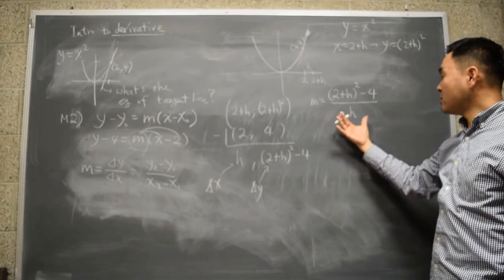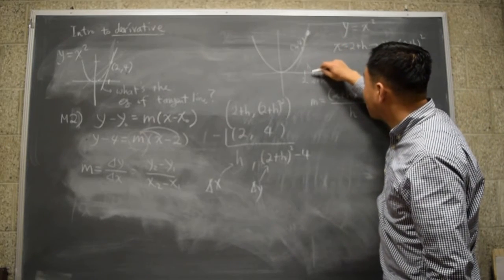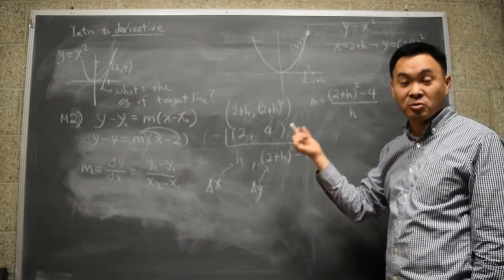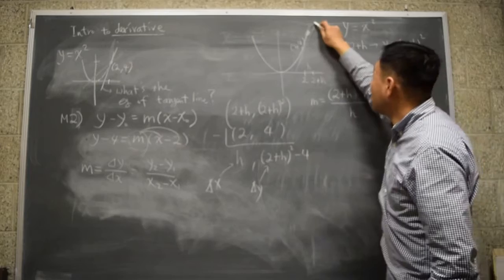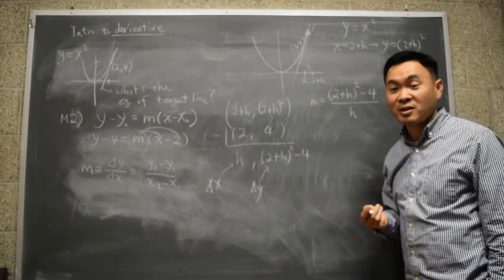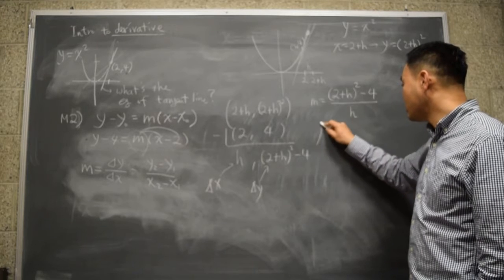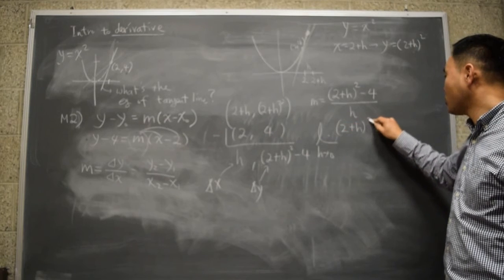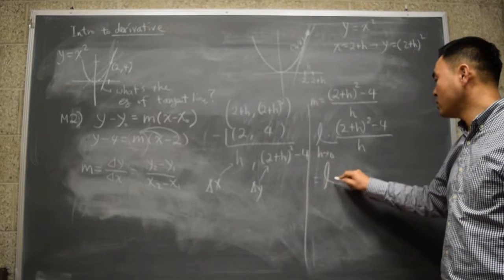Now, this approximation will get better and better as this difference between 2 and 2 plus h narrows down. In other words, if h becomes closer and closer to 0, this approximation will be closer and closer to the slope of the tangent line. In fact, at the limit, it should become the slope of the tangent line, right? So let's try that. Limit h going to 0 of 2 plus h squared minus 4 over h, which is equal to limit h going to 0.